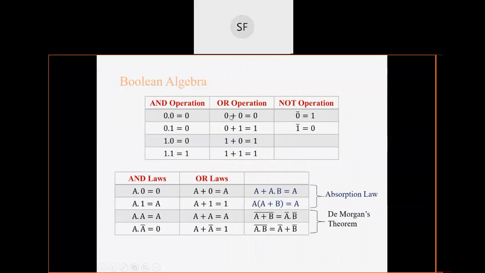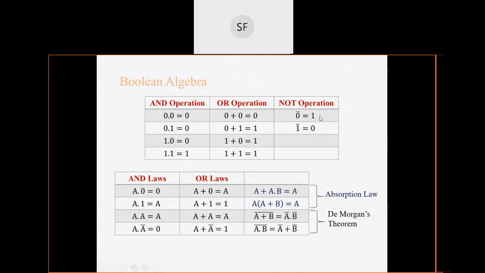Okay, so here you can observe, similar to the truth table, that if both inputs are 0, then only the output will be 0. Otherwise, the output will be high. If any one of the inputs is high, then the output will be high. This is the OR operation.